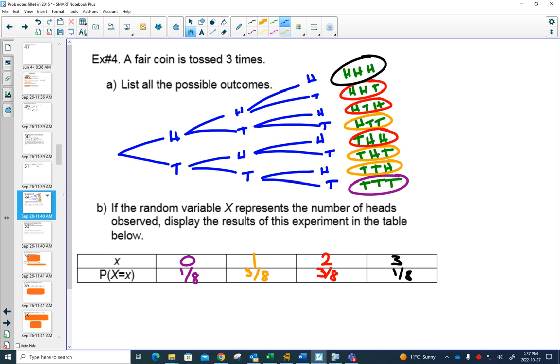So you can see how the sample space tells you your answers, and I hope my color coding really made it obvious where they came from.